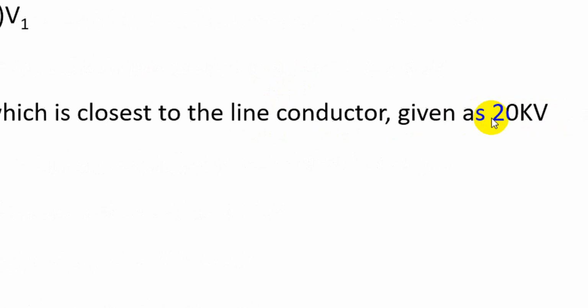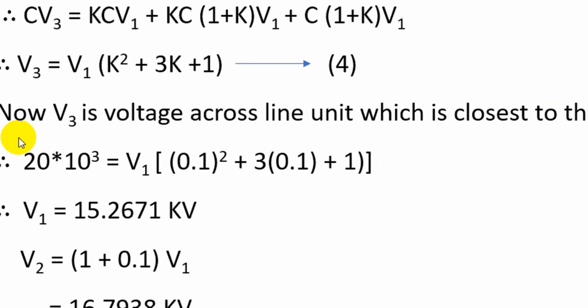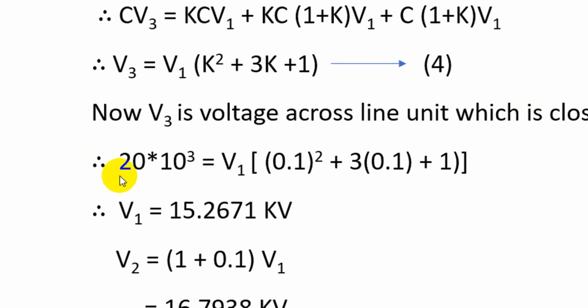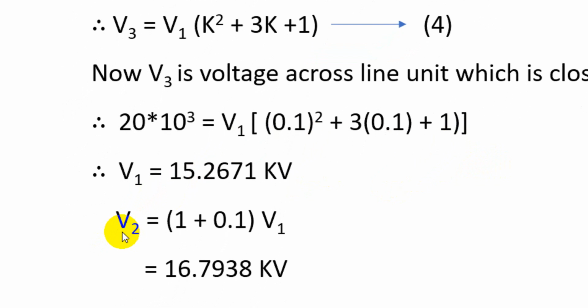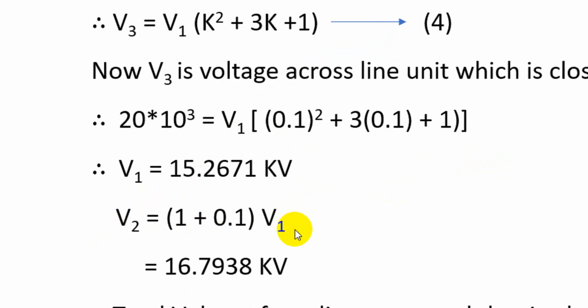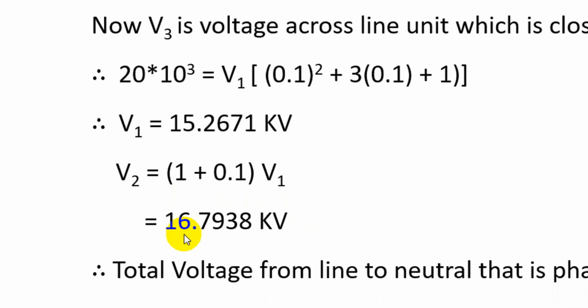In this given problem it is given as 20 kV. So substituting the values, V3 is equal to 20 into 10 power 3, which is equal to V1 times (K squared plus 3K plus 1), where K is known, 1/10 or 0.1. On solving, we get the value of V1 as 15.2671 kV. In the earlier equation, what is V2? V2 is equal to (1 plus K) times V1. The V1 value and K value are known.